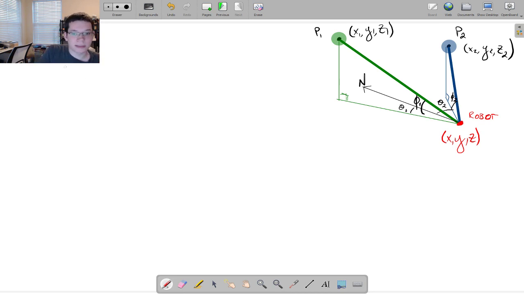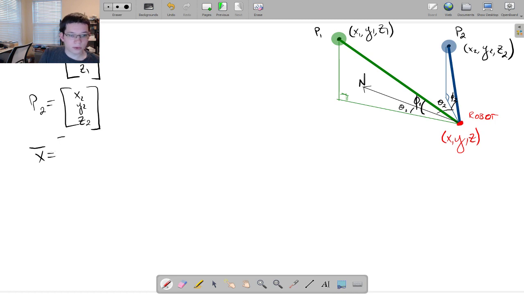First thing I'm going to do is write P1 in vector form, matrix vector form. X1, Y1, Z1, P2 equals X2, Y2, and Z2. And then our X bar is equal to X, Y, and Z.